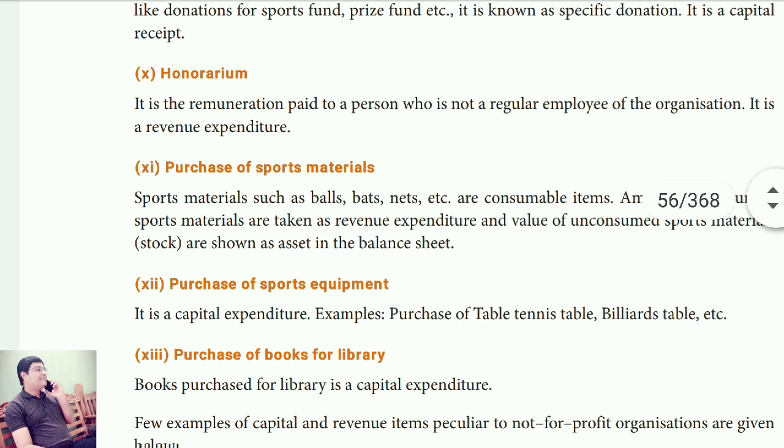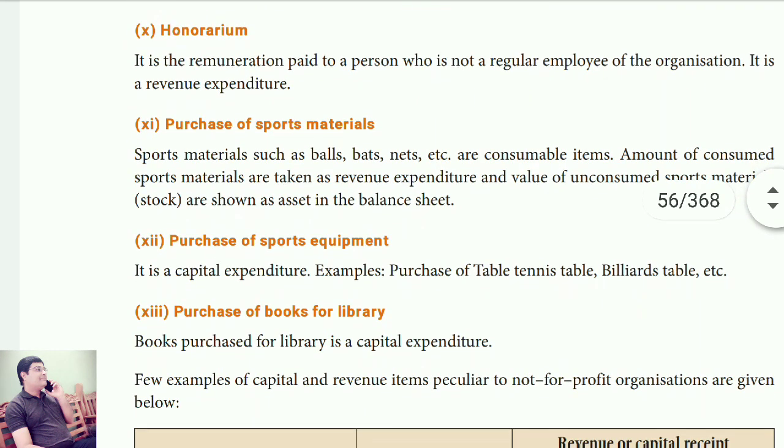Next, honorarium. It is the remuneration paid to a person. Honorarium means remuneration. What do you mean by remuneration? Remuneration means salary, the salary paid to a person who is not a regular employee of the organization. It is a revenue expenditure. So, honorarium is an expense.